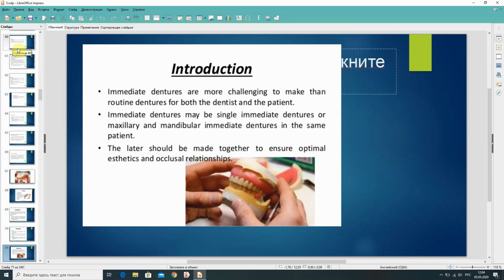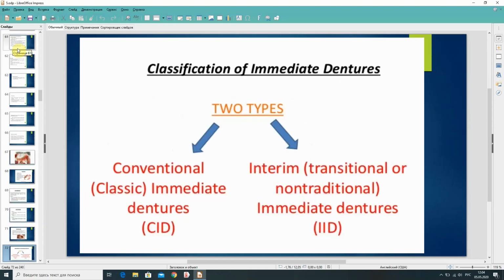Immediate dentures may be single immediate dentures or maxillary and mandibular immediate dentures in the same patient. The latter should be made together to ensure optimal aesthetic and occlusal relationship. Classification of immediate dentures. 2 types: conventional or classic immediate dentures (CID), and interim or non-traditional immediate dentures (IID).